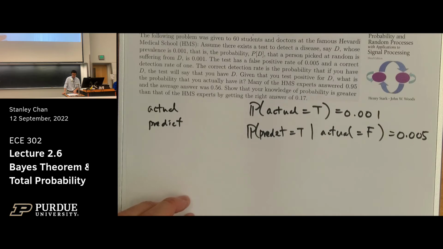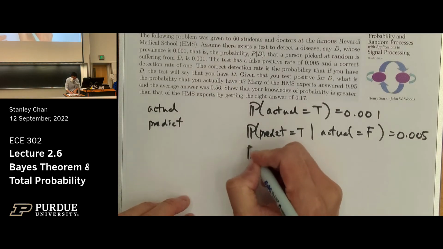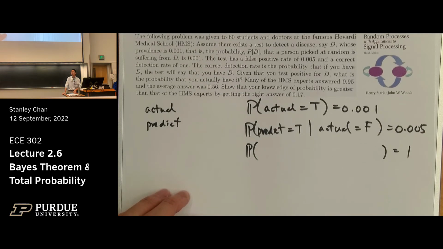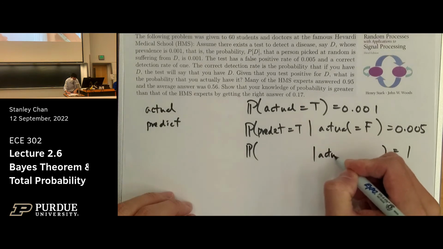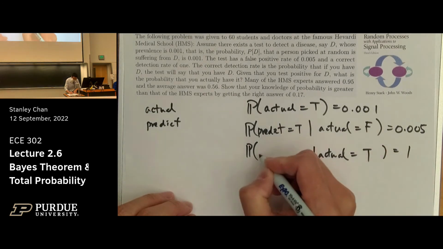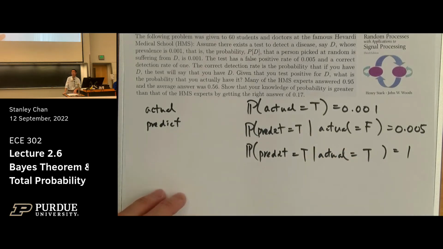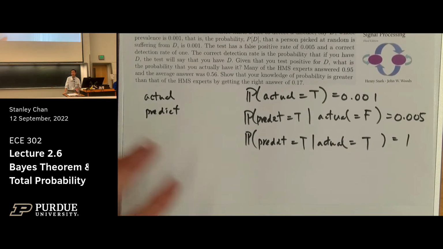Okay. How about that 1? What is that 1? The 1 is the true positive. You have the disease, and then the test tells you that you have the disease. So this is actual equals true, and then predict equals true. Easy enough. Okay, so this is 1.